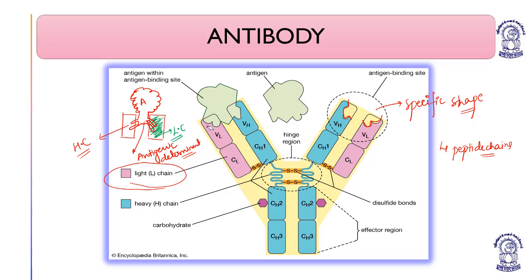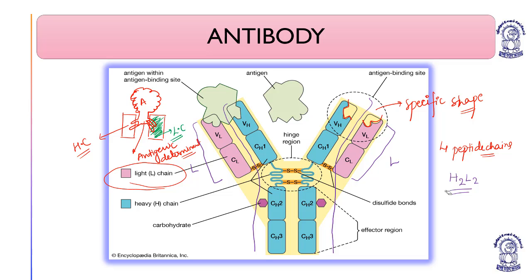So these are the light chains which are shorter. This is the light chain. While these are heavy chains. They are heavy chains. Understood? Now, it is represented as H2L2. Two heavy chains and two light chains.